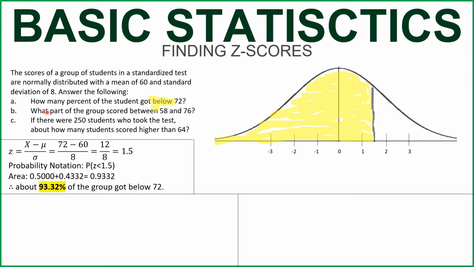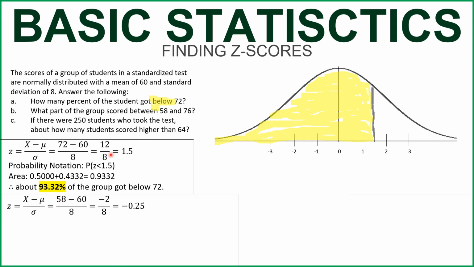So, punta na tayo sa letter B. Sabi dito, what part of the group scored between 58 and 76? So, first step natin is yung formula muna. That is Z equals X, which is the given measurement, minus mu all over sigma. Tapos, ito yung letter B. Tapos, substitute lang tayo. Yung given natin is 58 and 76, right? So, dalawa niyan yung gagawin natin kasi kinukuhanan natin is between.